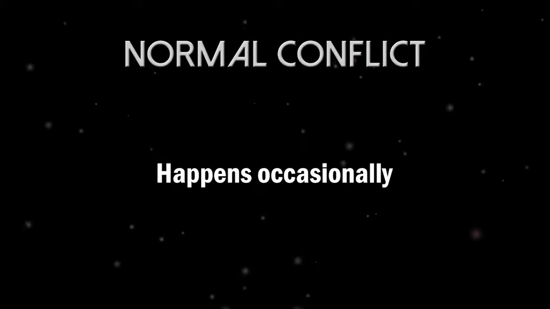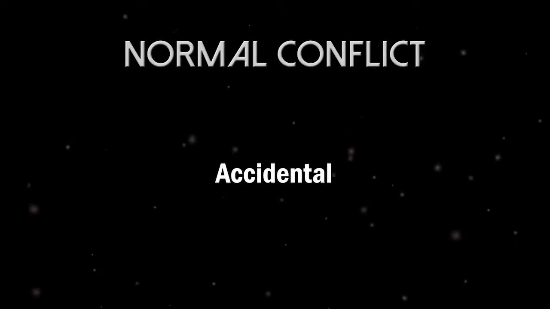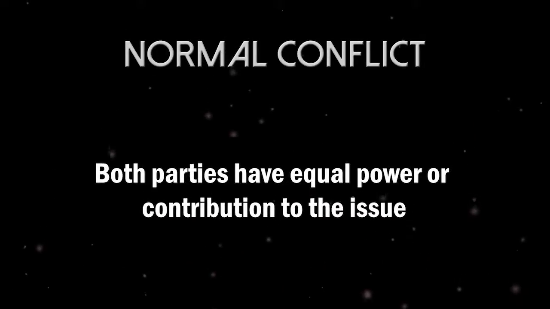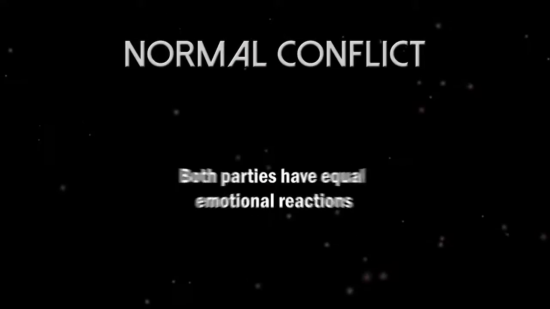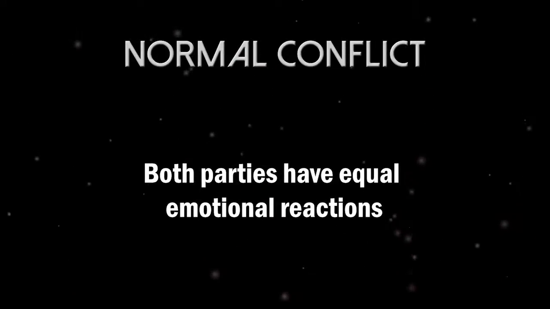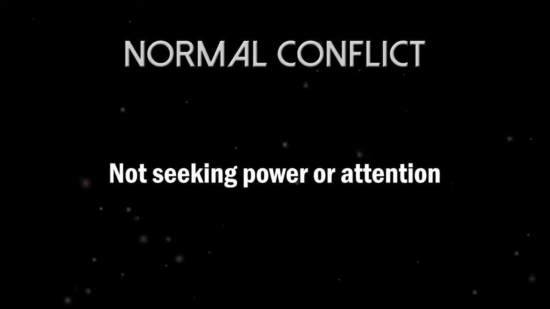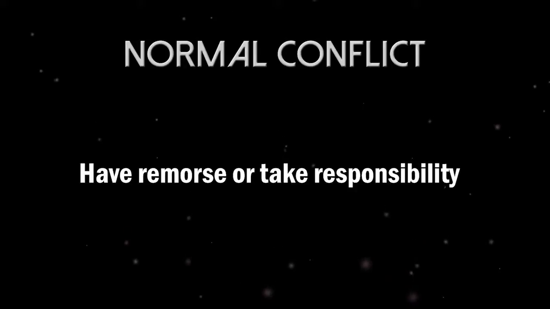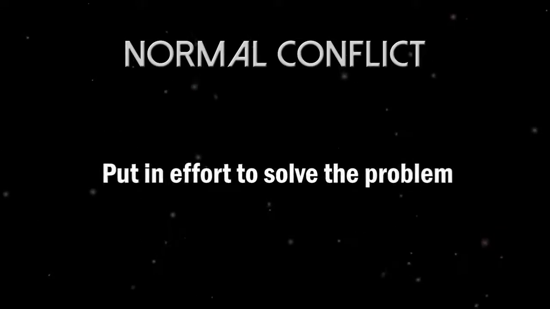When trying to identify whether a situation is bullying or a normal conflict, here are some things to look for. Normal conflict might be something that happens occasionally. Accidental, both parties have equal power or are contributing to the issue equally. Both parties have equal emotional reactions. They are not seeking power or attention. They have remorse or take responsibility, and they put in effort to solve the problem.